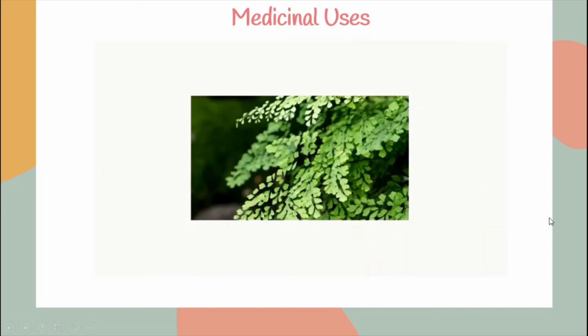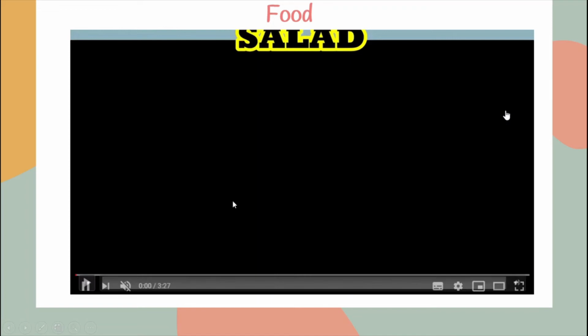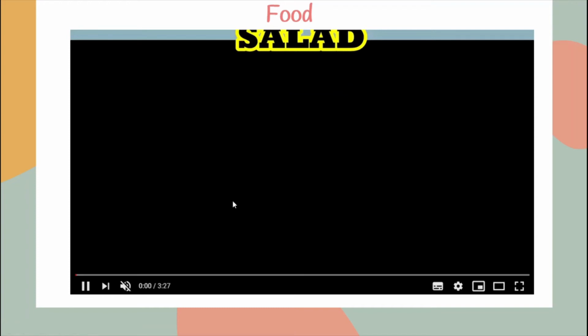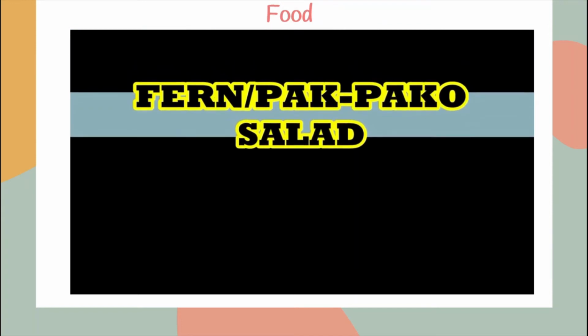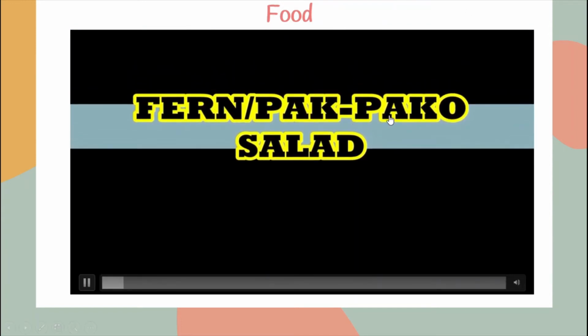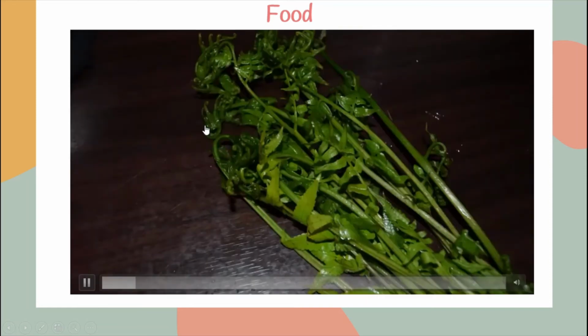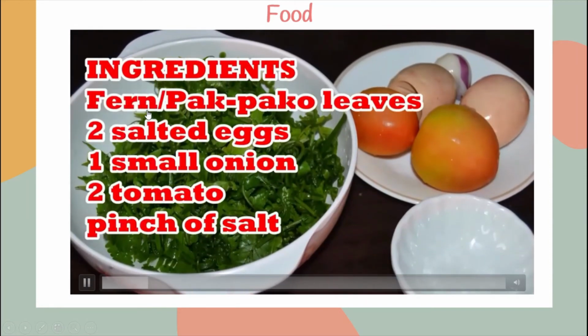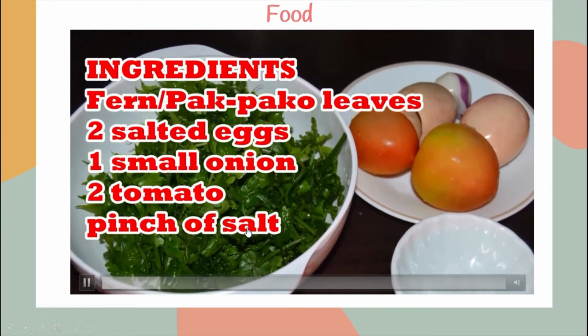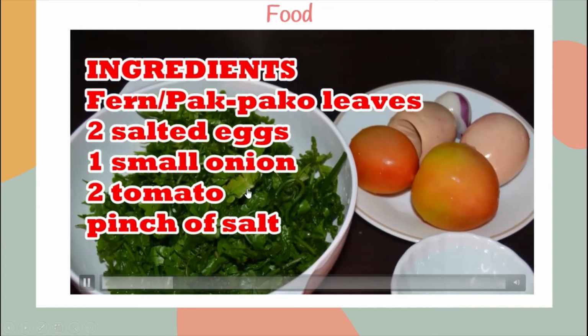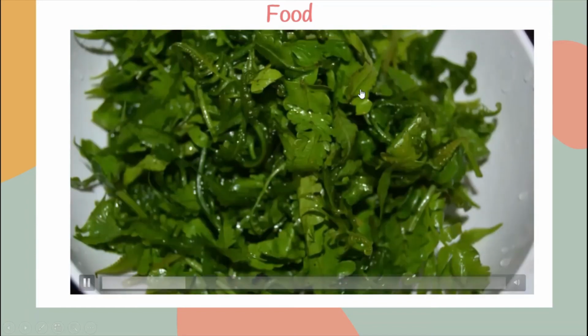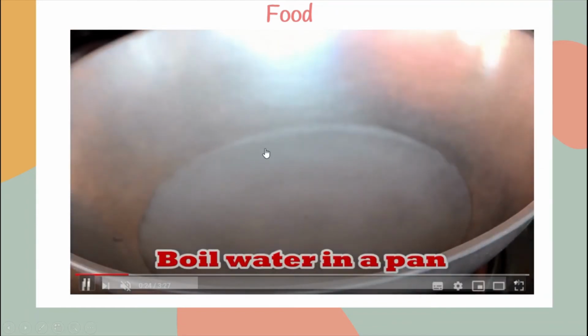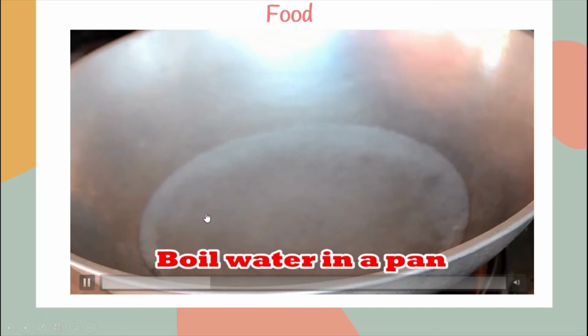Okay, next we have the Pteridophyta as salad, used as food. Because it is a plant, you can make a salad of it. So you see, it's a fern, a pako salad. Pako is a fern. So how do you make a salad from it? As you can see here: salted eggs, one small onion, tomato. I'm not trying to teach about cooking, I just want to show that even the fern can be used in cooking. It can be made into a salad.